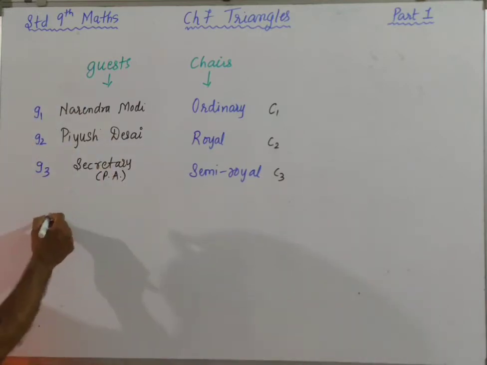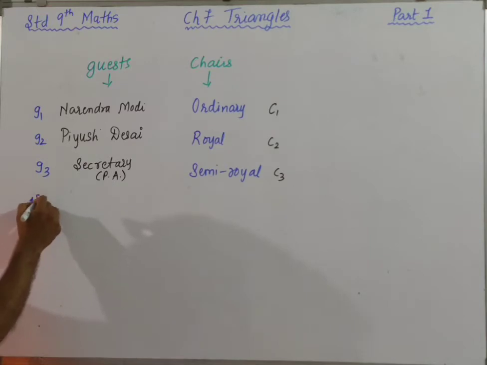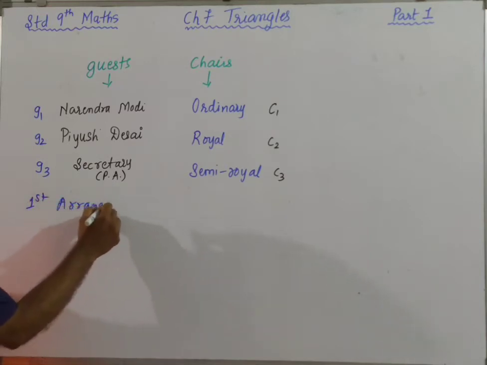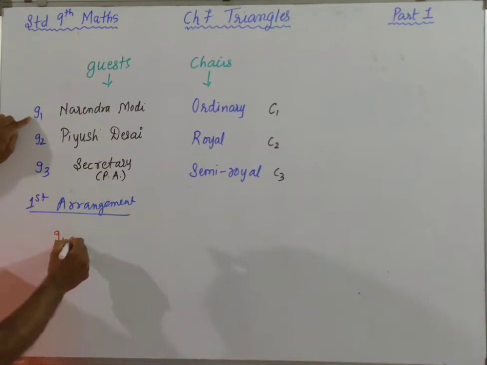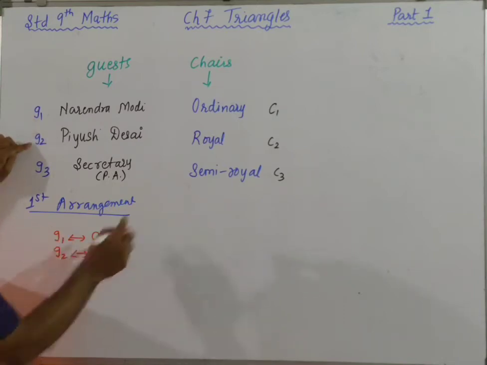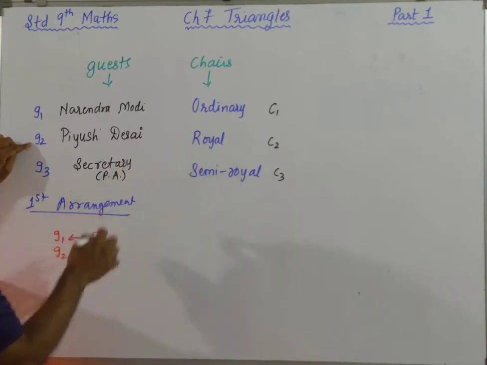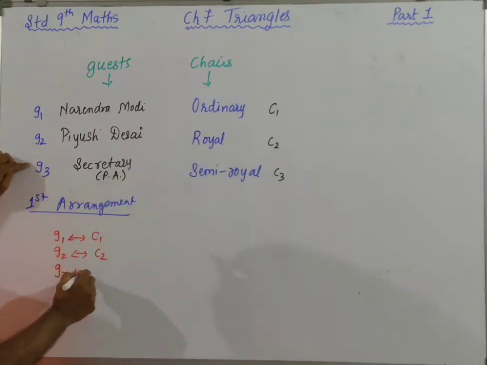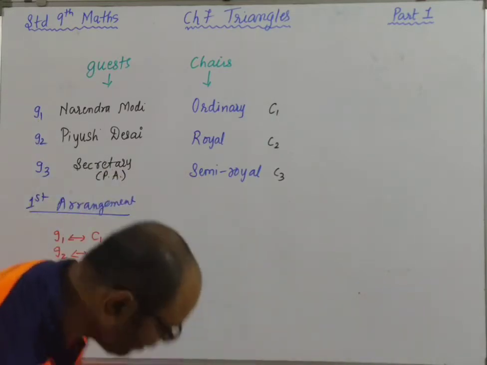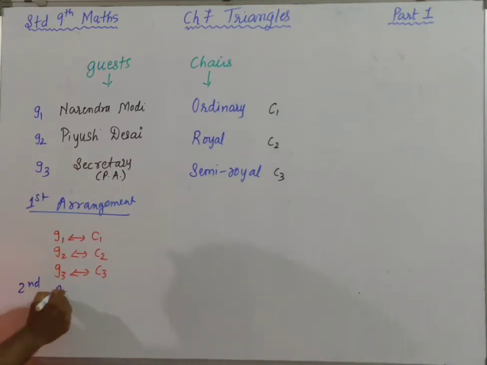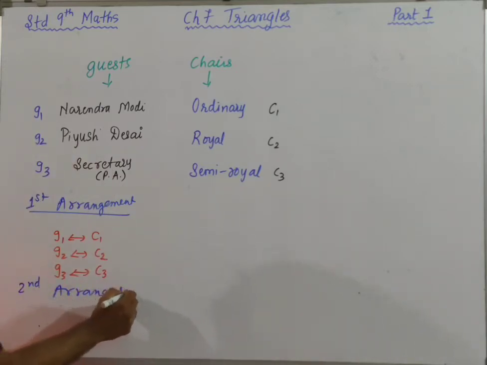All right, I am writing the first arrangement. What will be the first arrangement? Guest 1 sits on chair 1. Guest 2 sits on chair 2, that is the royal chair, and guest 3 sits on chair 3. This is the first arrangement. Let's see what the second arrangement is. Children, can we arrange it this way?